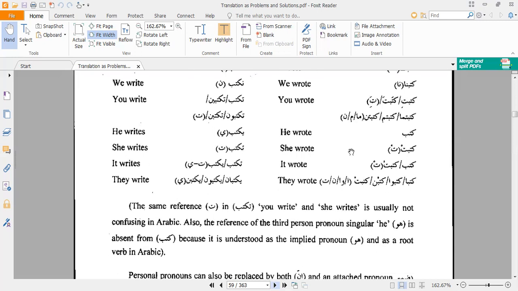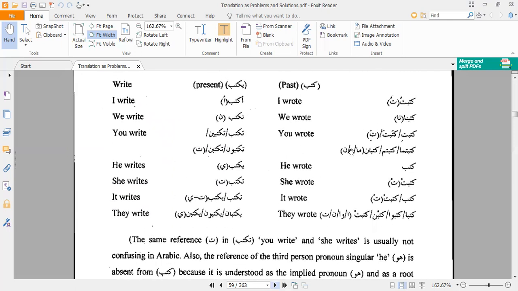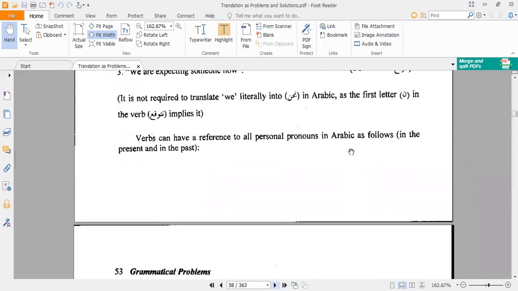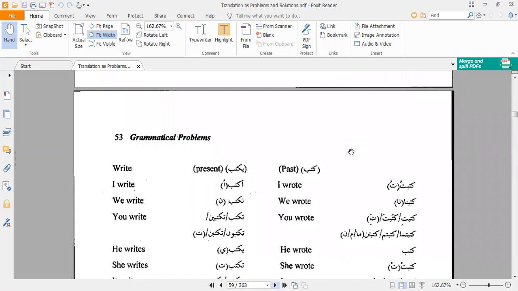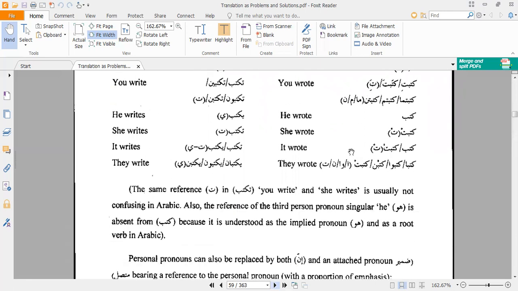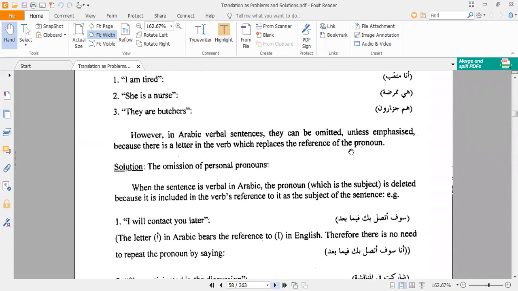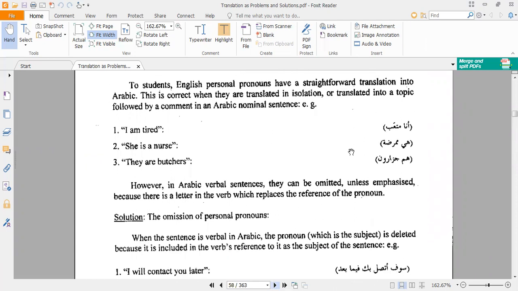أوكي. They wrote كتبا أو كتبوا، كتبا لو كانت مؤنث، كتبوا لو كانت مذكر. They write يكتبان أو يكتبون أو يكتبن. Okay, so sometimes no need to render the pronouns because we have some morphemes attached to the verb and they refer to the subject. In this situation no need to render the pronouns, but if the pronoun is a head or a topic of the nominal sentence, in this situation we need to render it into Arabic.